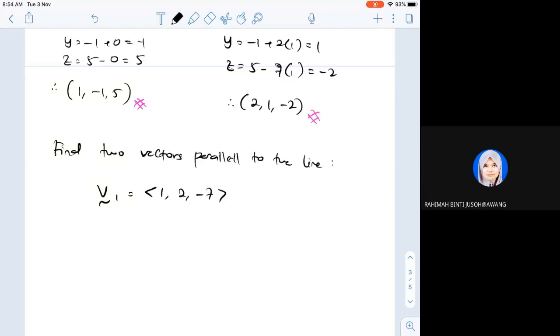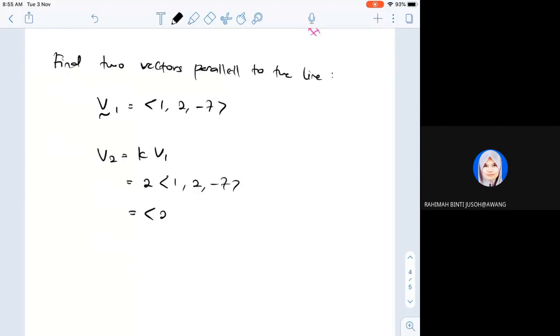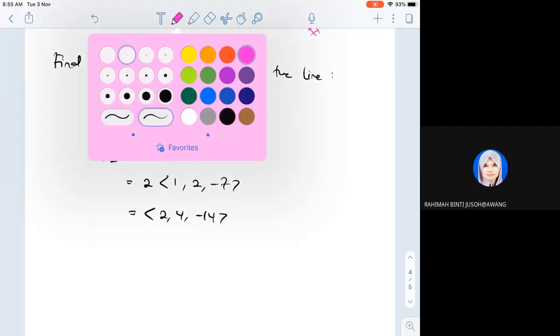Let's say we want to find V2. Remember our formula has K multiplied by V1, or V1 multiplied by V2, whatsoever. K can be any constant. So let's say I put 2 as the K, so V1 multiplied by 2 gives 2, 4 and negative 14. So V2 can be 2, 4, negative 14. So we already have 2 parallel vectors for this line.